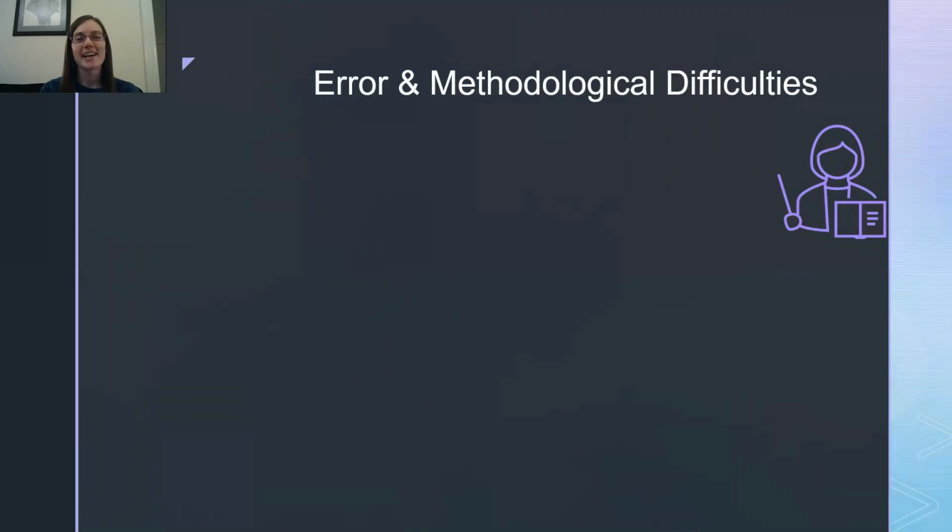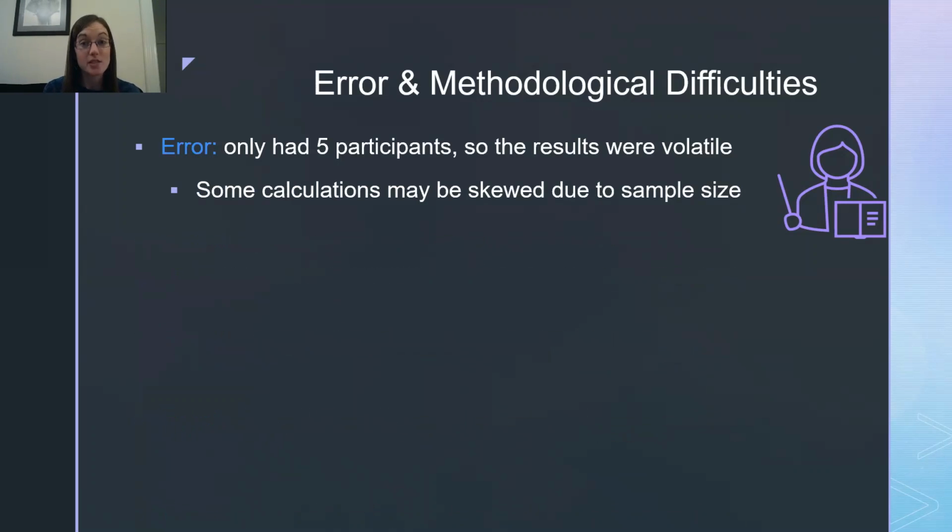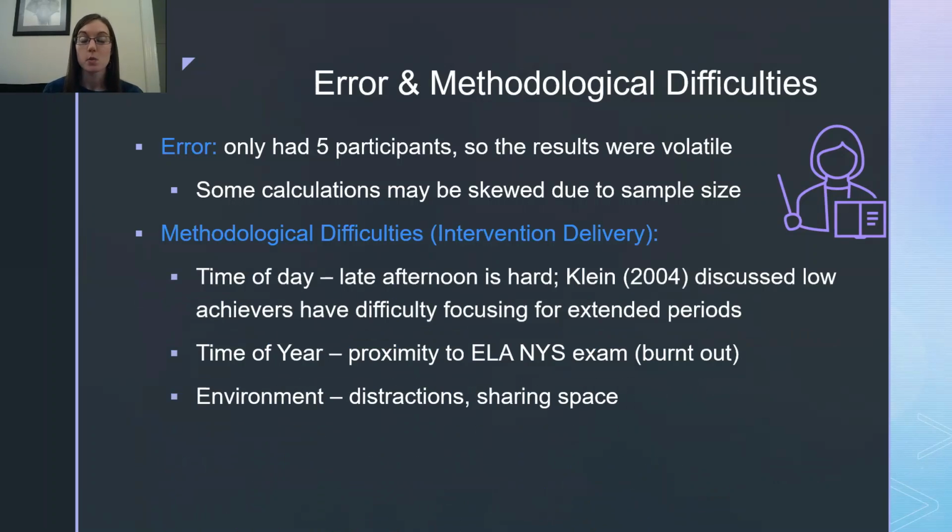There were some errors and a lot of methodological difficulties and limitations in my study. Because I only had 5 participants, the results were volatile, and some calculations are likely skewed because of the small sample size. There were definitely some limitations to my intervention delivery. Most of our lessons were at about 3:30 in the afternoon, and that's a pretty hard time for kiddos, especially low achievers that have difficulty focusing for extended periods. And the students I was working with were, at least some of them, low achievers. So that was a limitation. It was also given in close proximity to the ELA state exam for New York.